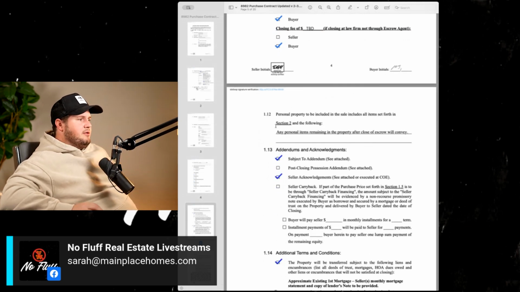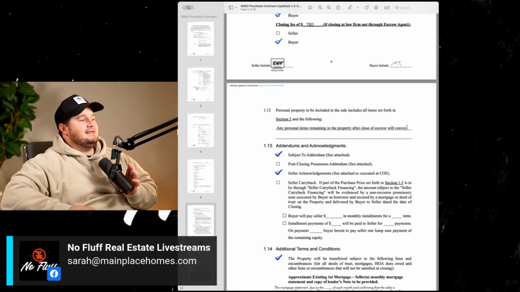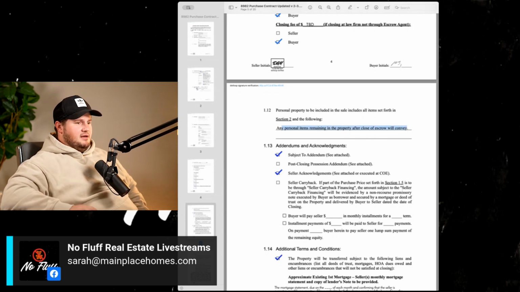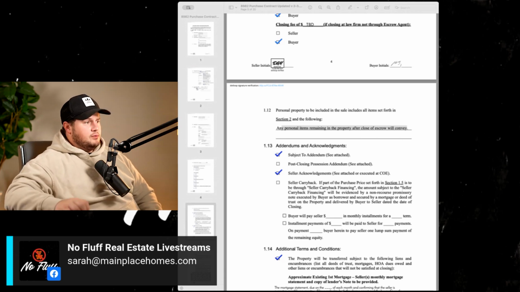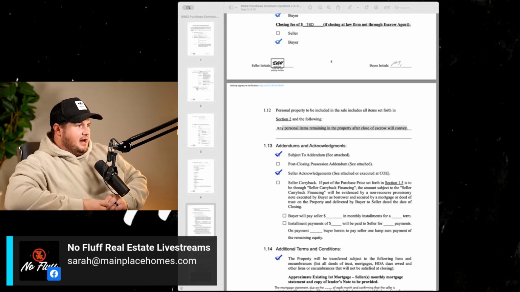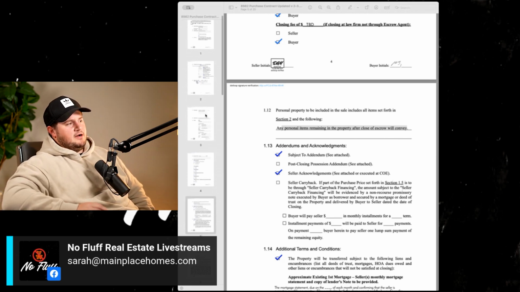We sell it. Now remember in the first page, it said what constitutes the property. Personal property to be included in the sale includes all items set forth in section 2 and the following. Any personal items remaining in the property after close of escrow will convey. Just like I told you guys in the cash contract, this is where this goes on the creative contract. Okay. You don't want to get caught with somebody who had a washer and dryer that you did not put on the contract that you then needed to pay for after you close, like I did. And it costs $4,500. This is where you put it in there to make sure it conveys with you. Okay. Saying, hey, if it's there, it is yours.